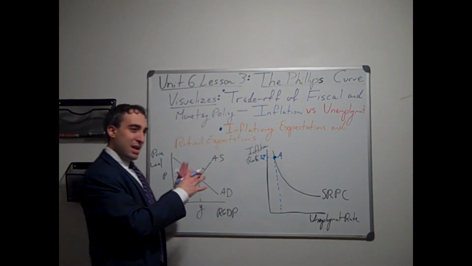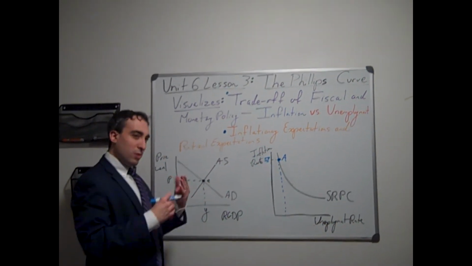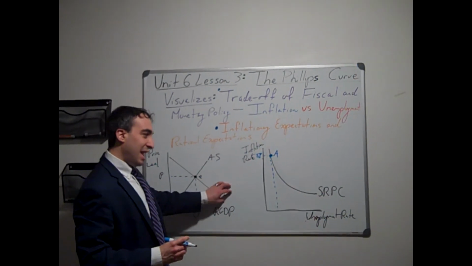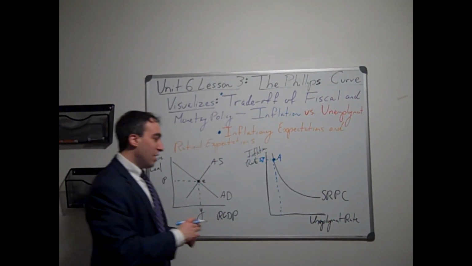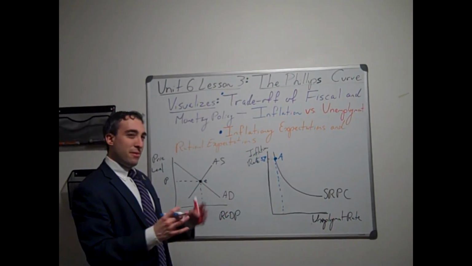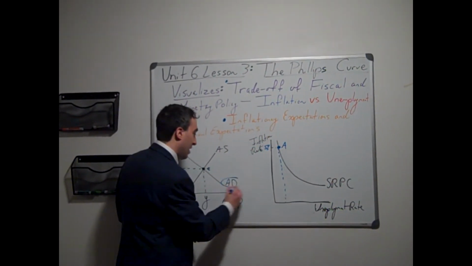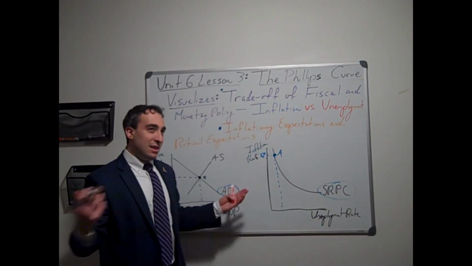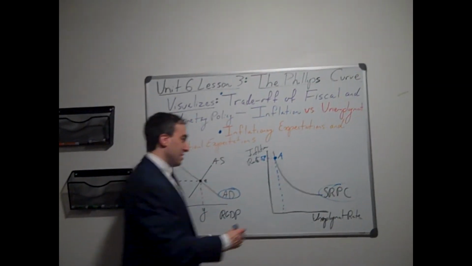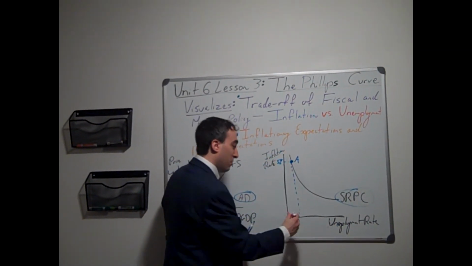And we're leaving LRAS out of this graph just to show you the correspondence between specifically AD and SRPC, not throwing in all these other curves, right? So the goal of not having the LRAS here is to really just focus on AD and SRPC as basically siblings. And here we have unemployment, and unemployment would be low.